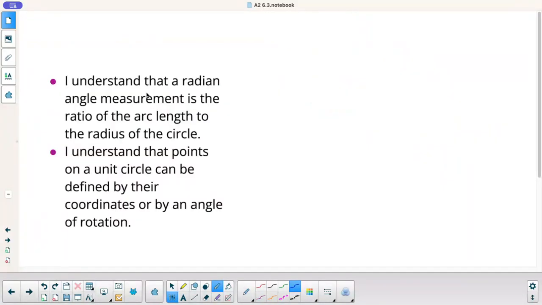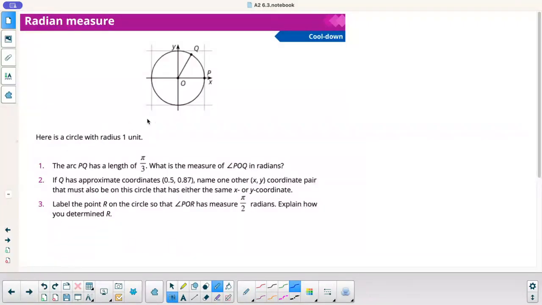All right. So I understand that a radian angle measurement is the ratio of the arc length to the radius of a circle. I understand that points on a unit circle can be defined by their coordinates or by an angle of rotation. Here is a circle with a radius of 1 unit. Arc PQ has a length of pi over 3. What is the measure of angle POQ in radians? Well, if the radius is 1 unit and the arc length is pi over 3, it's just pi over 3 radians.